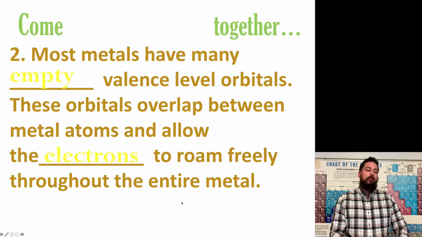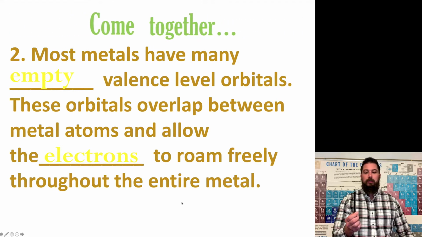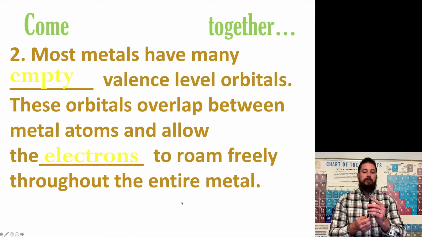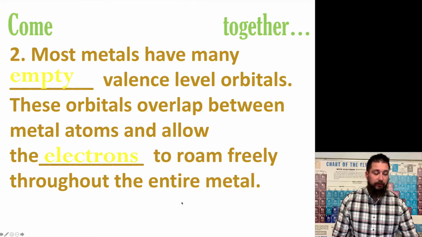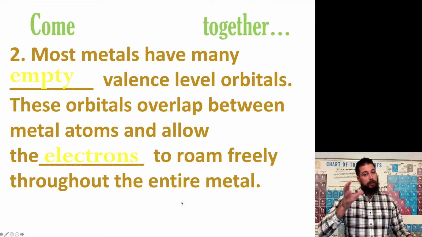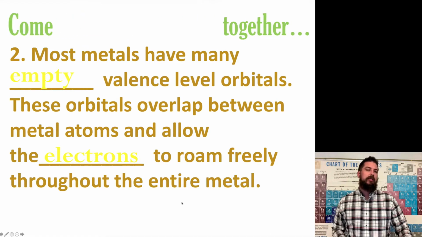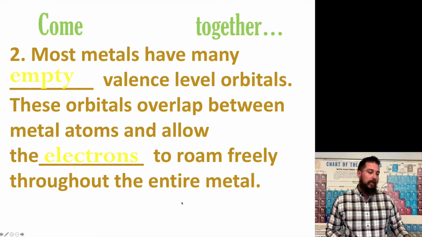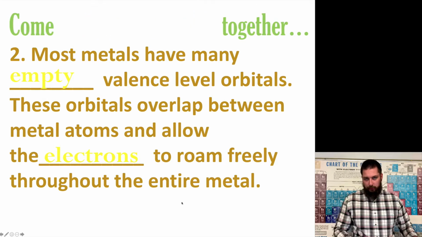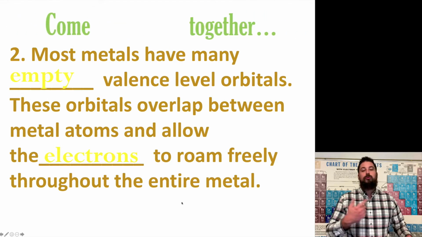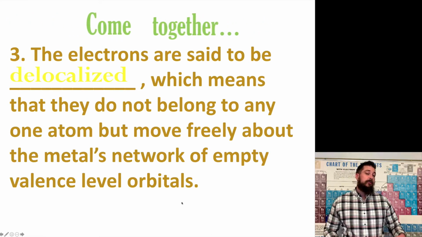When you think about a metal like the one on here, really what's happening is the electrons are freely moving around, which means that the valence electrons are not really there on the metal atoms. They're kind of gone because those valence electrons are freely moving around. What happens is these orbitals overlap between the metal atoms, and that's what allows the electrons to roam freely.